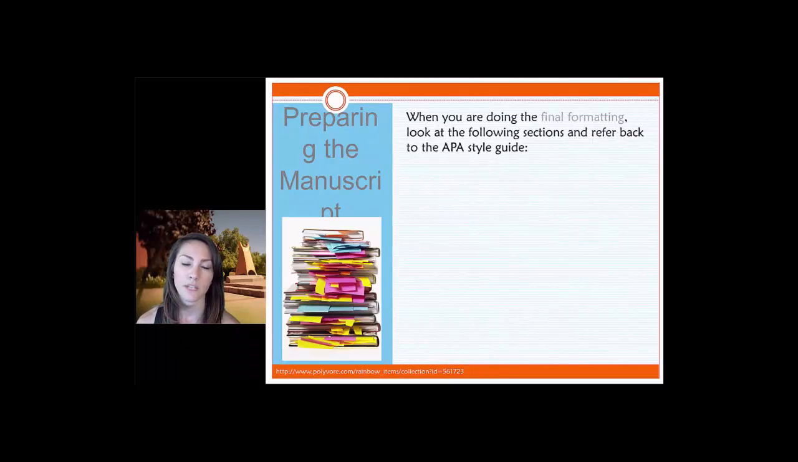And sometimes if you want to prepare a manuscript for publication, and when you're doing the final formatting, look at the following sections and refer back to the APA style guide. The title page and the abstract, so you want to make sure that everything looks good there. Paragraphs and headings, so you want to make sure that everything is nicely divided into paragraphs and that you have the headings and the subheadings where they're supposed to be.